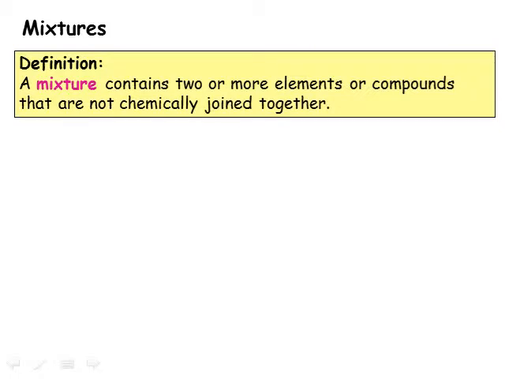When we have more than one type of atom present, but they're not chemically bonded together, we have a mixture. A mixture can be separated into the different substances it contains, unlike a compound, where the chemical bonds prevent us from separating the different types of atom present. A mixture could contain elements or compounds.